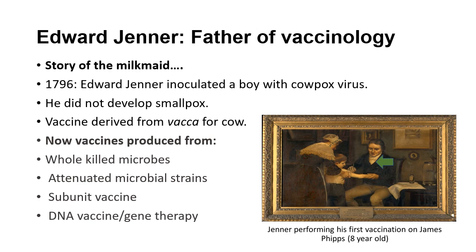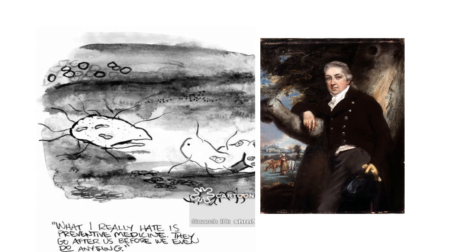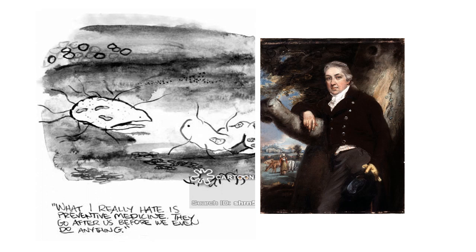So now vaccines are produced from whole killed microbes, attenuated microbial strains, subunit vaccines, could be a DNA vaccine or a gene therapy. And I'm sure you know already that there's a big race for developing a vaccine against COVID. And the big advantage of a vaccine is that it prevents a disease and not just cures it. It doesn't cure, it prevents the disease.